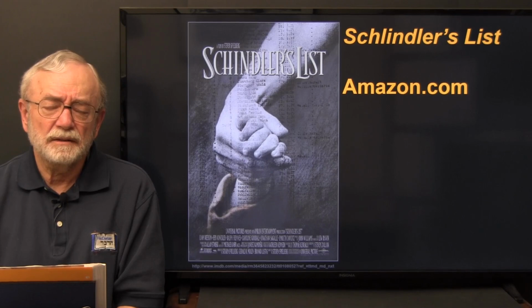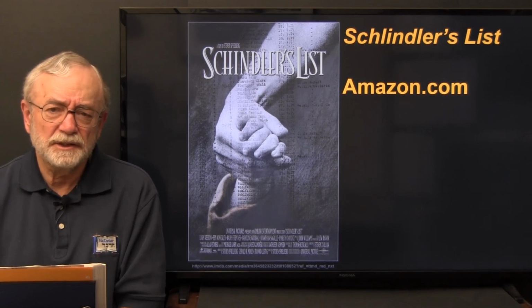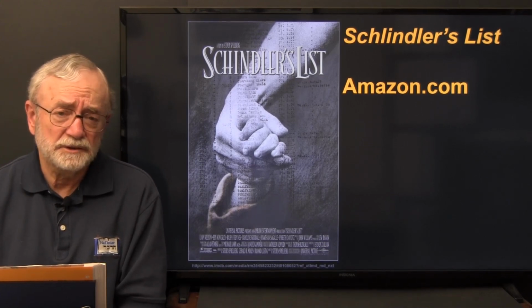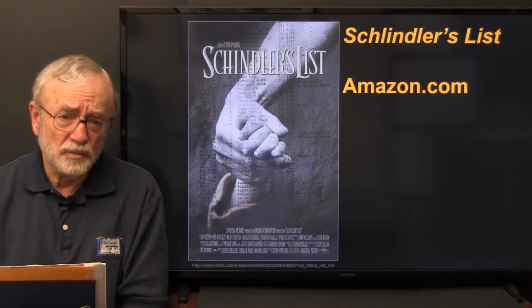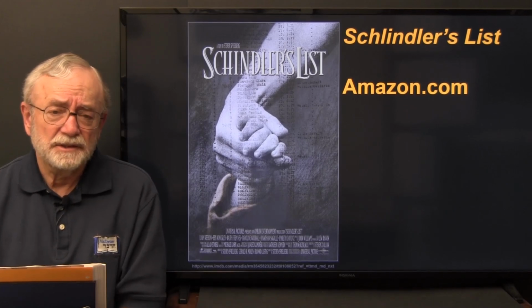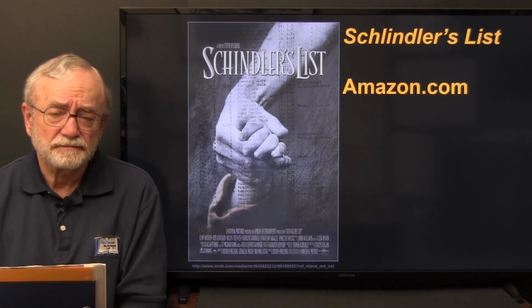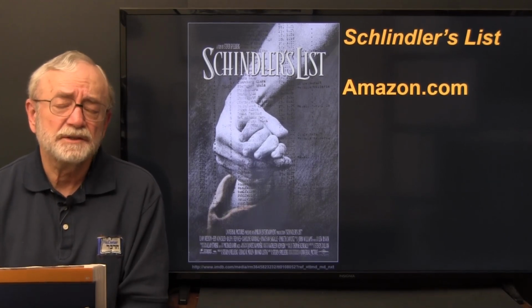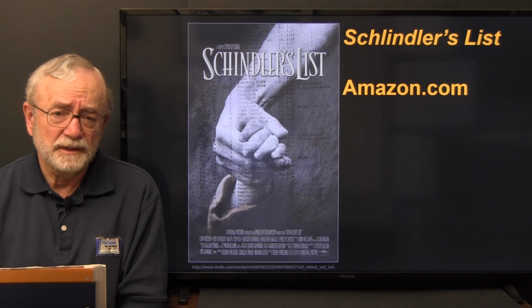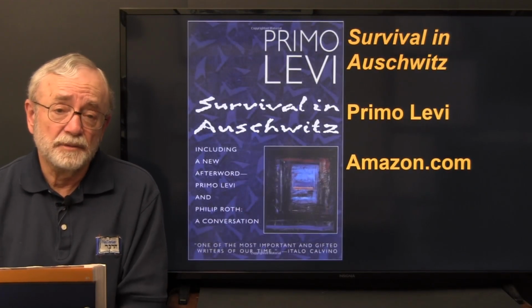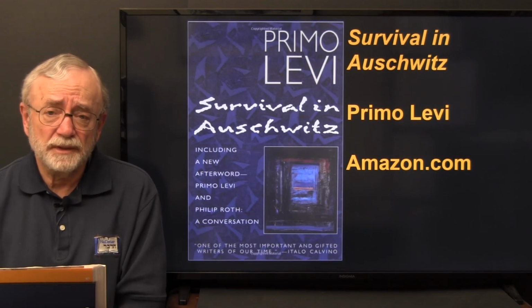Another book worth reading, a movie worth seeing, is Schindler's List. Now, Schindler's List is done very realistically and very graphically, so it is not a pleasant movie to watch, but it is a worthwhile movie to watch, telling you about the activities of Oskar Schindler as he saved the lives of many Jewish people. Again, not a pleasant movie to watch, but one that you should watch so you'll know exactly how the Nazis operated and the Holocaust and their brutality. Another book worth reading is Survival in Auschwitz by Primo Levi.